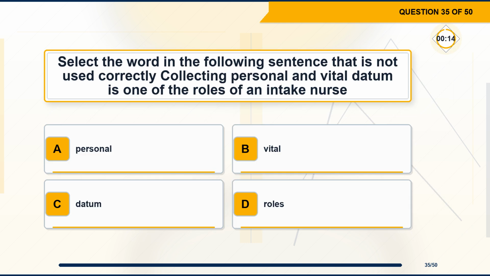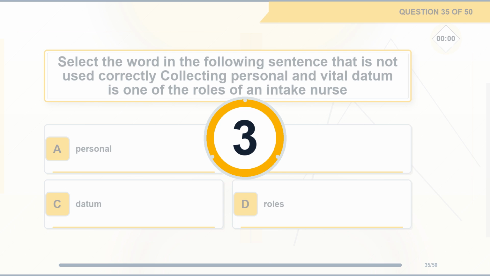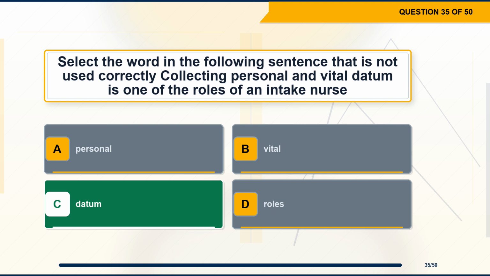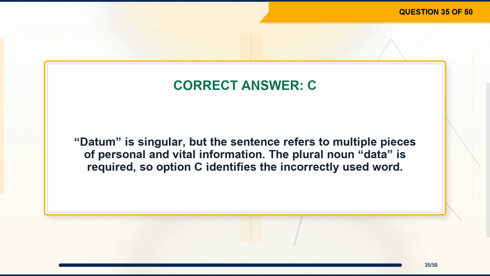Question 35. Select the word in the following sentence that is not used correctly. Collecting personal and vital datum is one of the roles of an intake nurse. Option A, personal. Option B, vital. Option C, datum. Option D, roles. The correct answer is option C, datum. Explanation. Datum is singular, but the sentence refers to multiple pieces of personal and vital information. The plural noun data is required, so option C identifies the incorrectly used word.